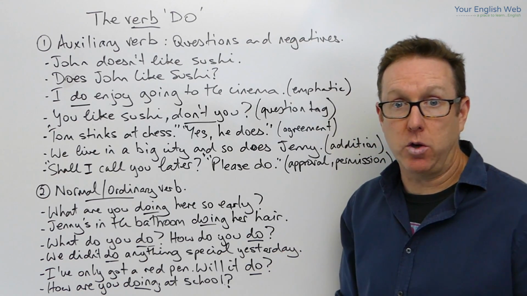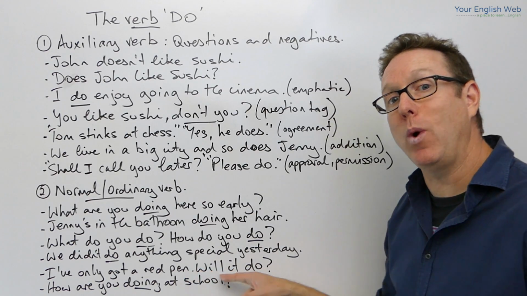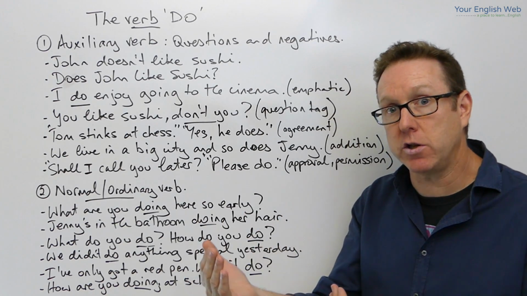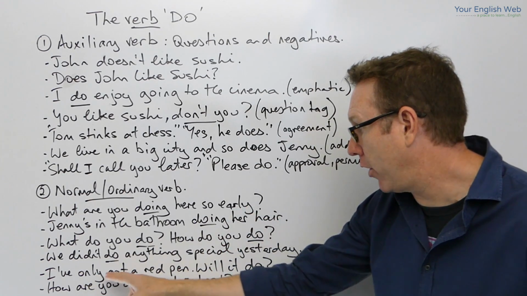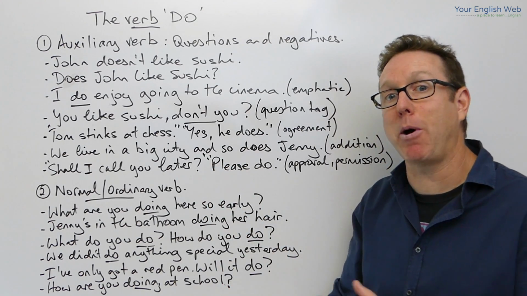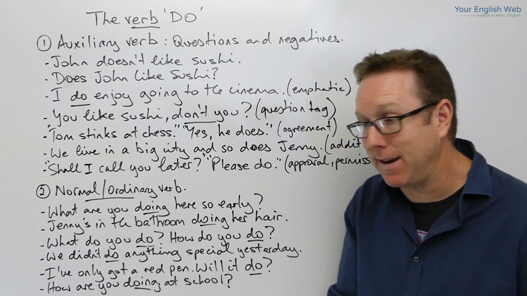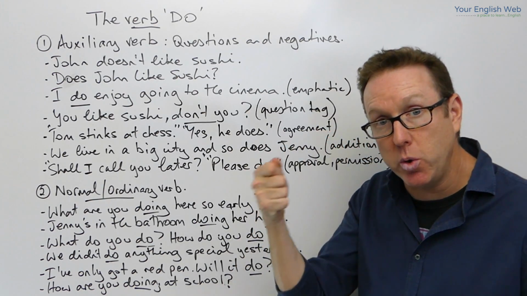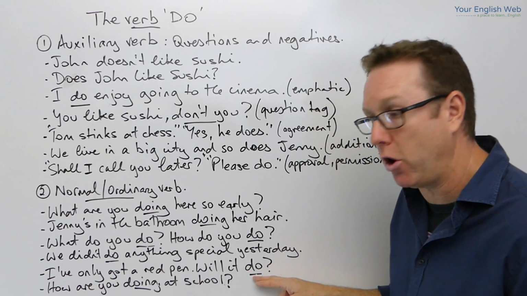Another way we can use this verb here as well. I've only got a red pen. Will it do? Now here do means is it sufficient to your needs? Is it what you require? Okay, so I've only got a red pen. Will it do? Because the person wants to borrow a pen, but perhaps he needs a black pen or a blue pen. I've only got a red one, so will a red one do? Okay, so we're using the verb here again as an ordinary verb.